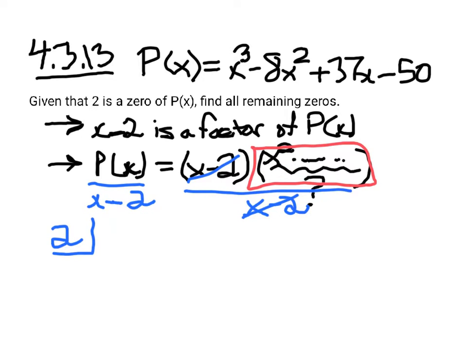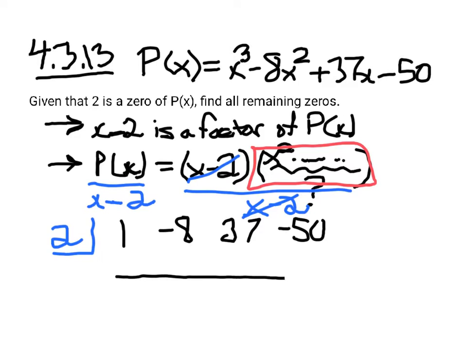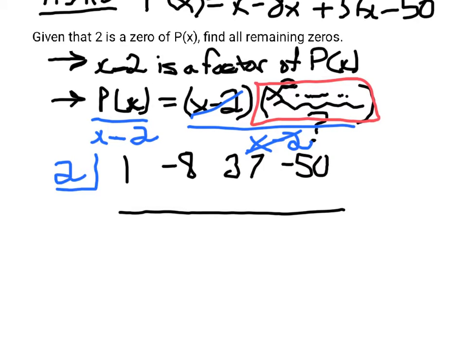Okay, so I'm going to go for that synthetic division. So I'm dividing out x minus 2. The coefficients from p of x are 1, and then negative 8, and then 37, and then negative 50. I'll put the 2 in front of this. Skip a line and draw a line. Okay, so I bring the 1 straight down. 2 times 1 is 2.